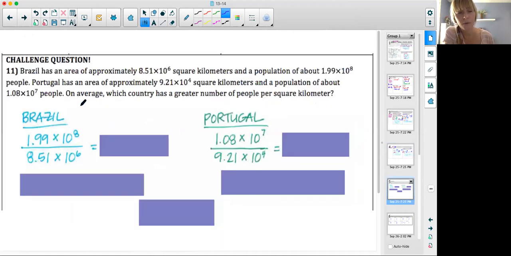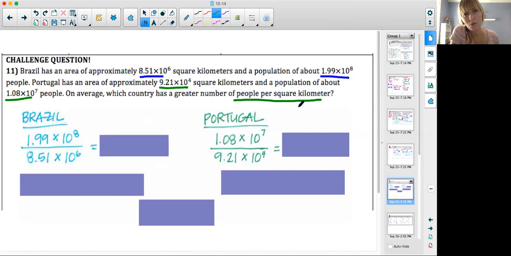I've started setting it up, but let me read it to you. Brazil has an area of approximately 8.51 times 10 to the 6th square kilometers and a population of about 1.99 times 10 to the 8th people. So this is their land area, and this is how many people live there, okay? Portugal has an area of this, that's their land area, and this is their population, the number of people. On average, which country has a greater number of people per square kilometer? Does that language sound familiar to you?